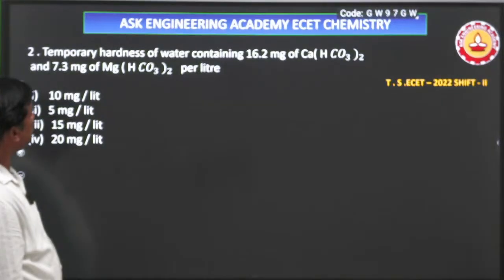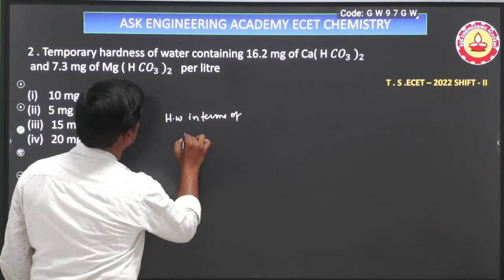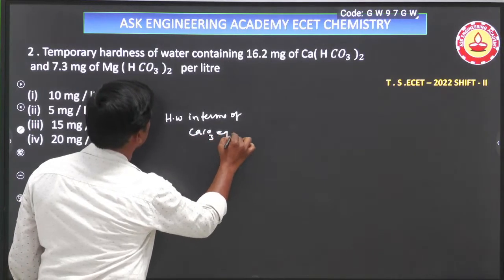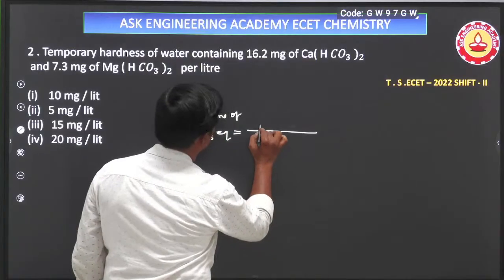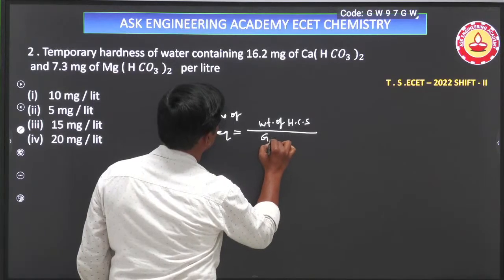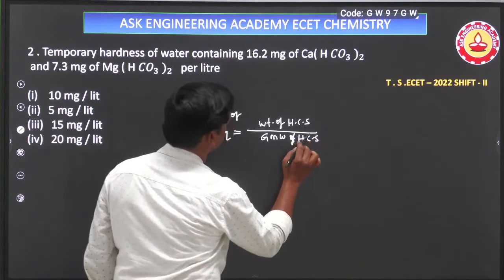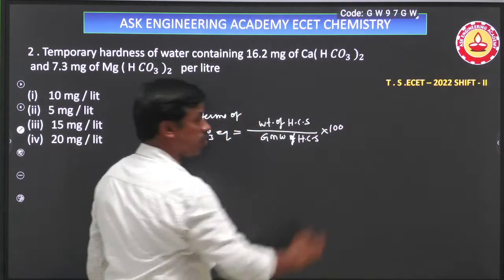This is a small problem. Temporary hardness of water containing 16.2 milligrams of calcium bicarbonate and 7.3 milligrams of magnesium bicarbonate per liter. Here temporary hardness of water, how to calculate? I already used one formula. Hardness of water in terms of CaCO3 equivalents is equals to weight of hardness causing salt divided by GMW of hardness causing salt into 100. This formula you can use and calculate.